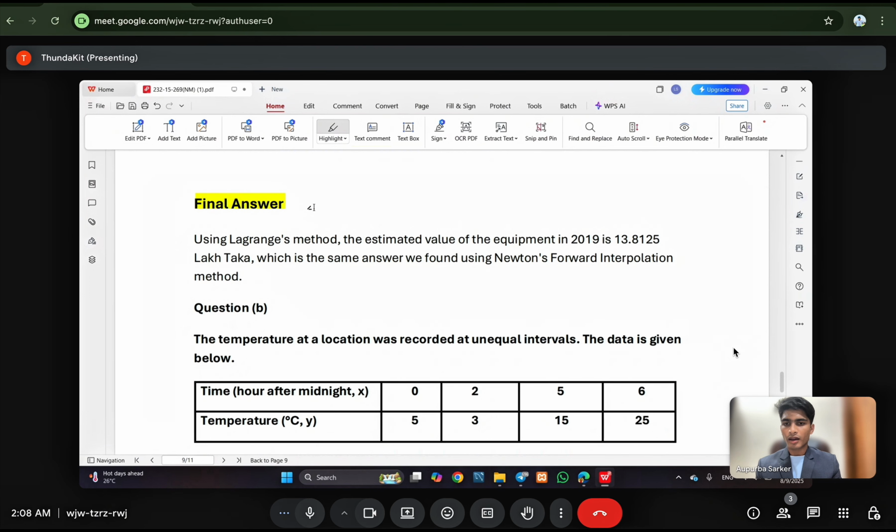Final answer. Using the Lagrange method, the estimated value of the equipment in 2019 is 13.8125 lakh taka, which is the same answer we found using Newton's interpolation method.